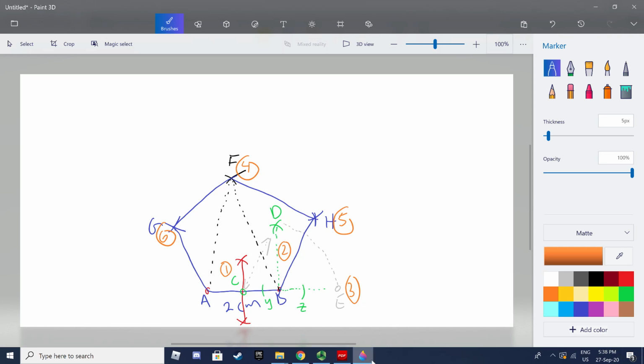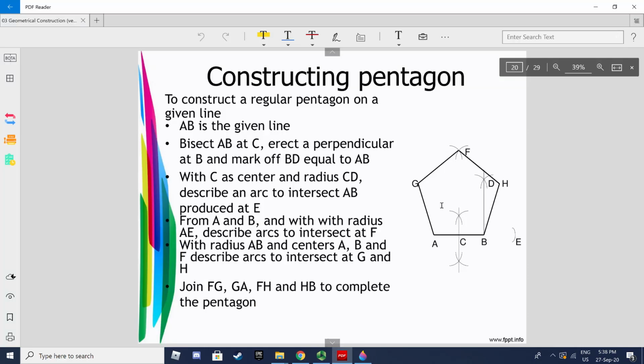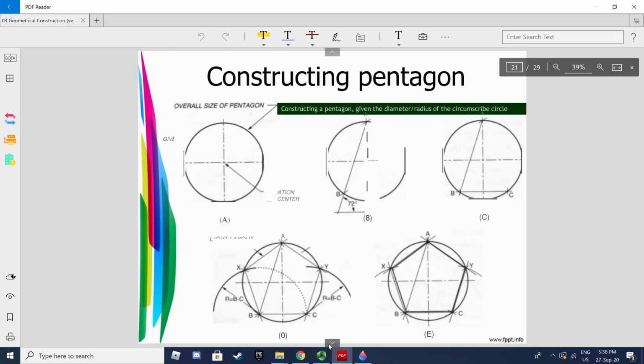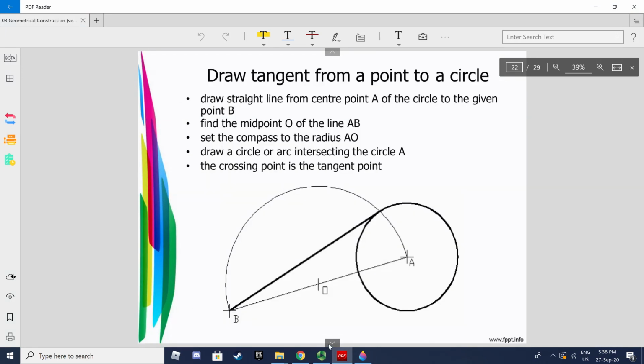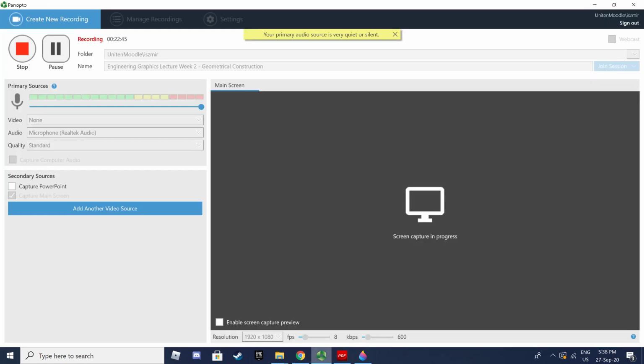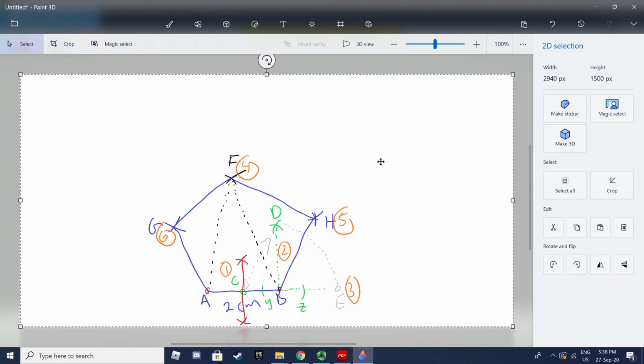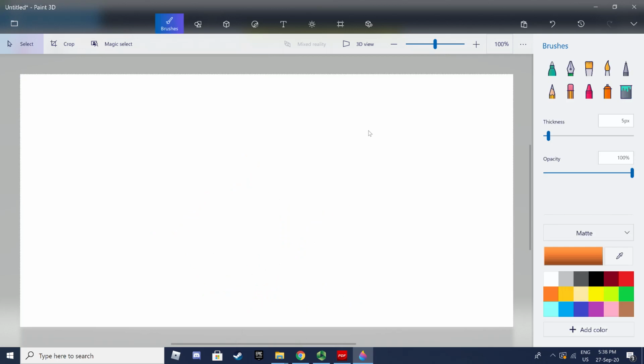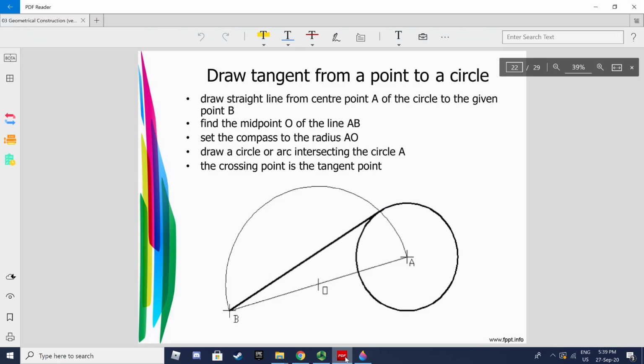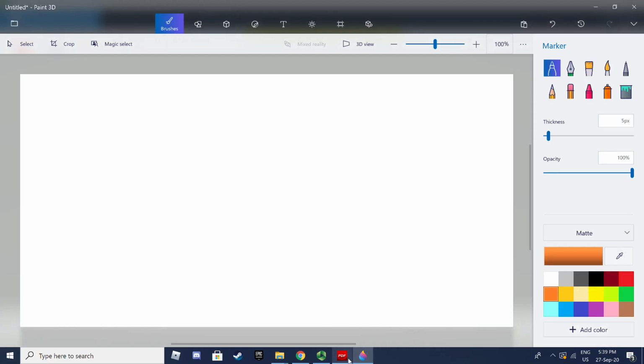Alright, so we proceed with the other techniques. Draw a tangent from a point to a circle. Say you are given one point and one circle. How are you going to connect them?